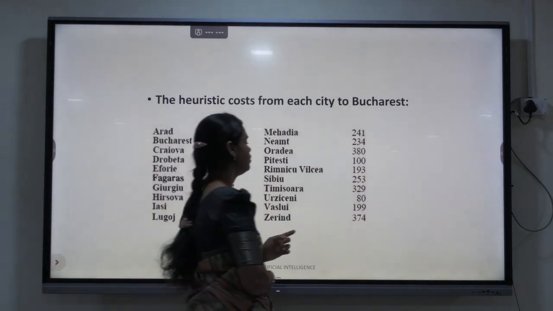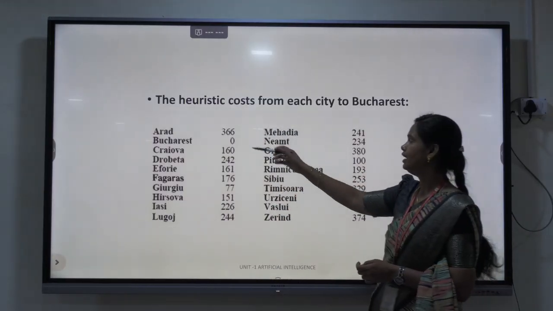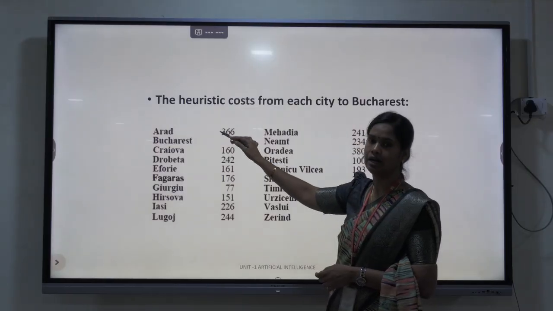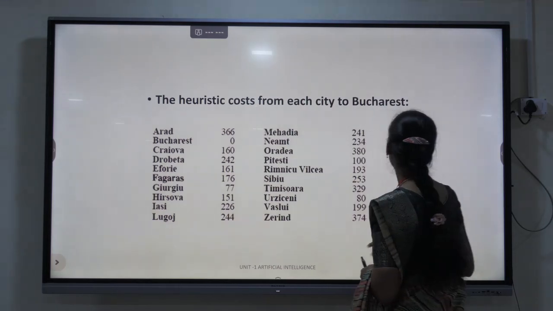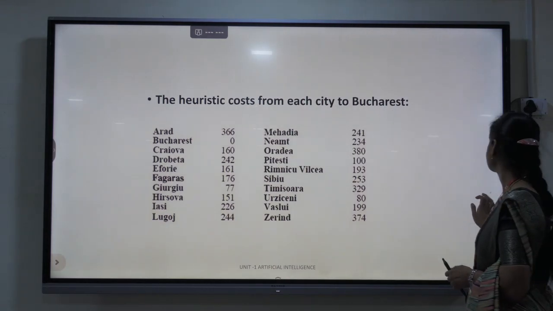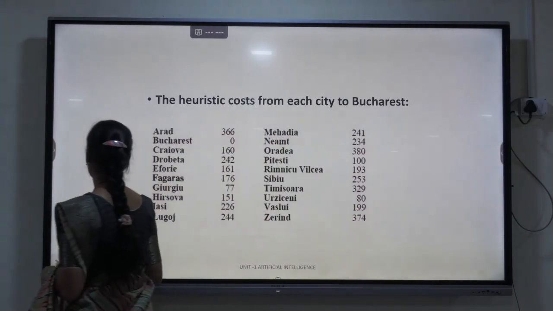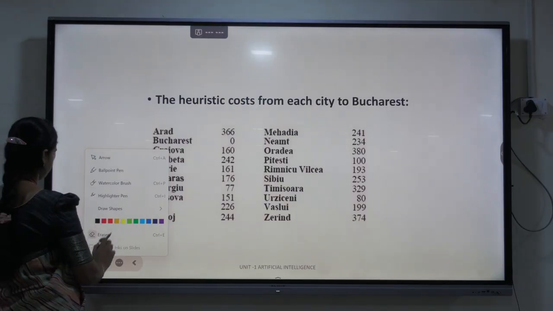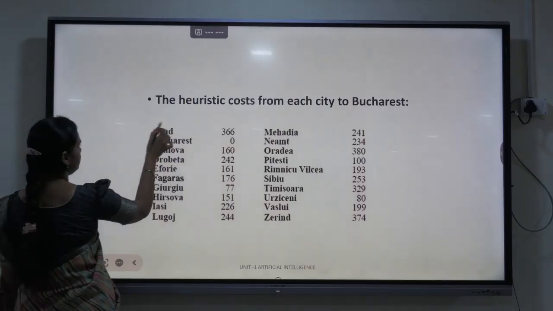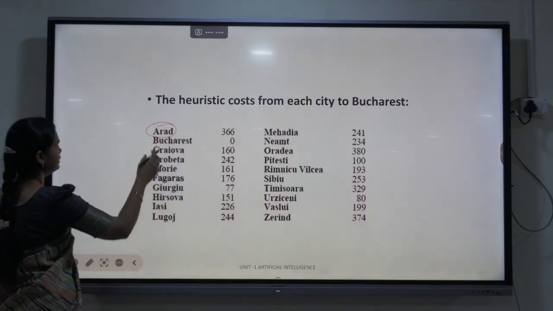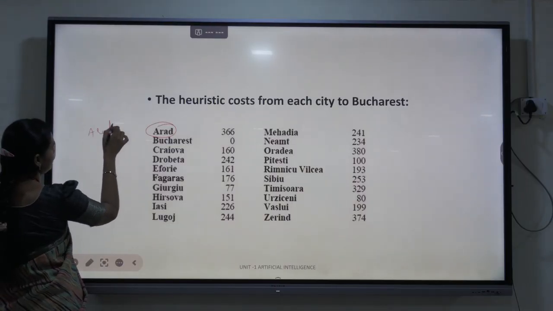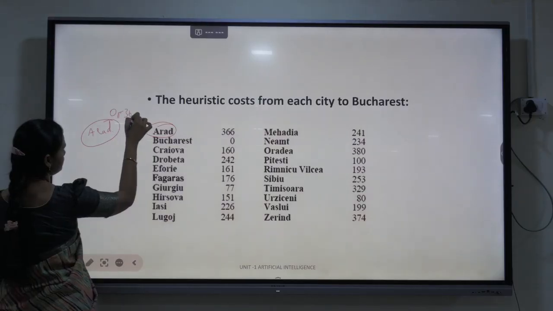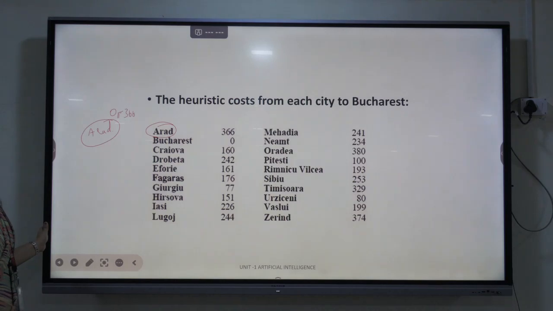If you observe here, these are the heuristic values, which is h of n, defined for each node. The first node will take the source node as Arad, which is having 366. So you need to draw Arad. Since that is the first node, it is going to have g of n as 0, and h of n is going to be 366. So this will be the first which is going to be considered.